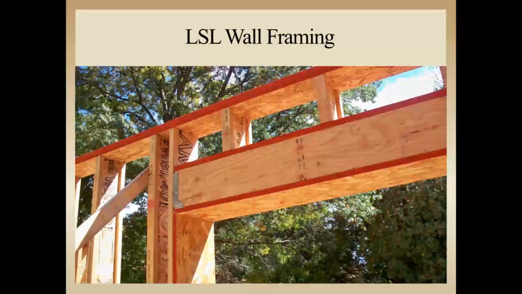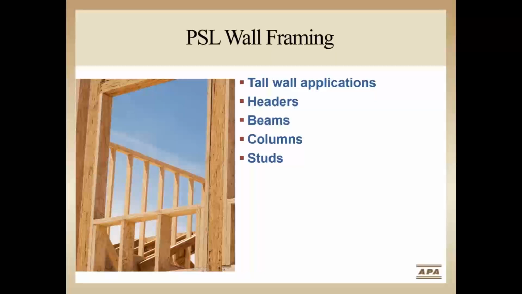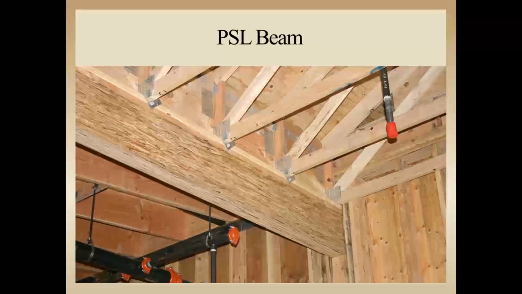In this photo, a double lamination of laminated strand lumber, or LSL, is being used as a short support beam for a wall above. Here's a photo of parallel strand lumber used in a tall wall application for both vertical and horizontal members. This picture is a parallel strand lumber beam. It's being used to carry the end of a span of roof trusses.